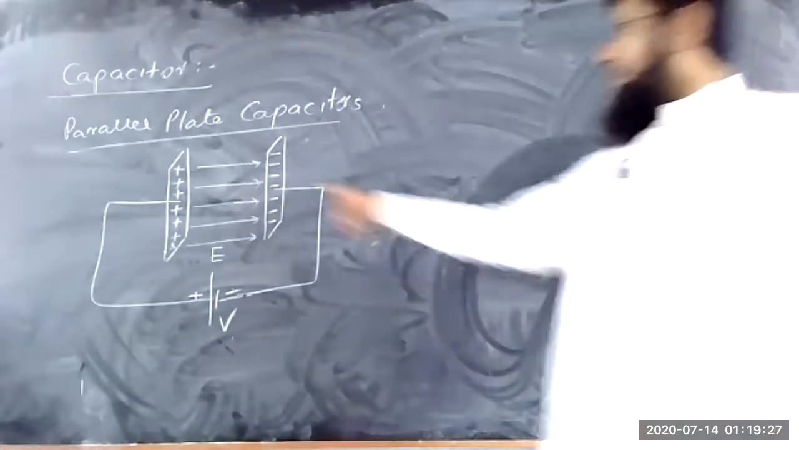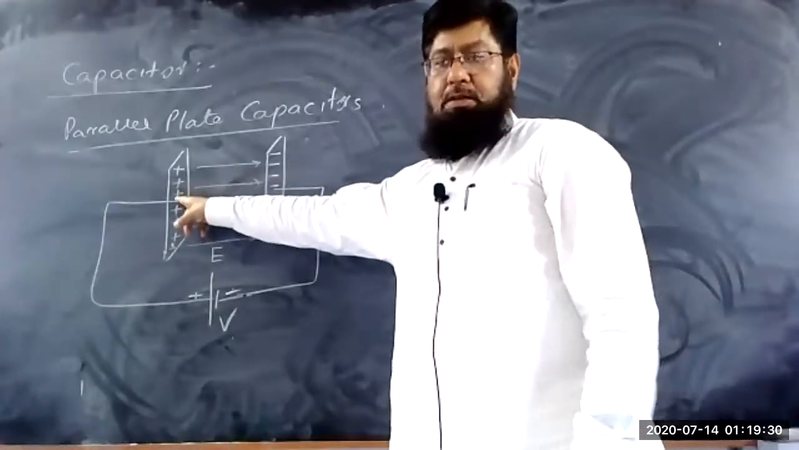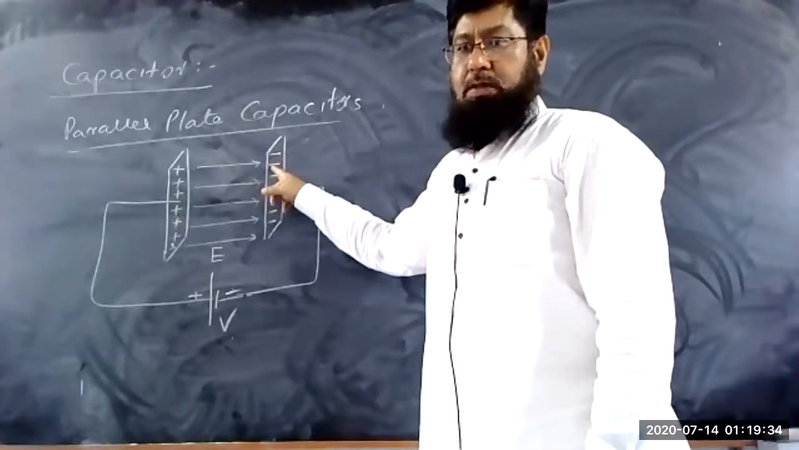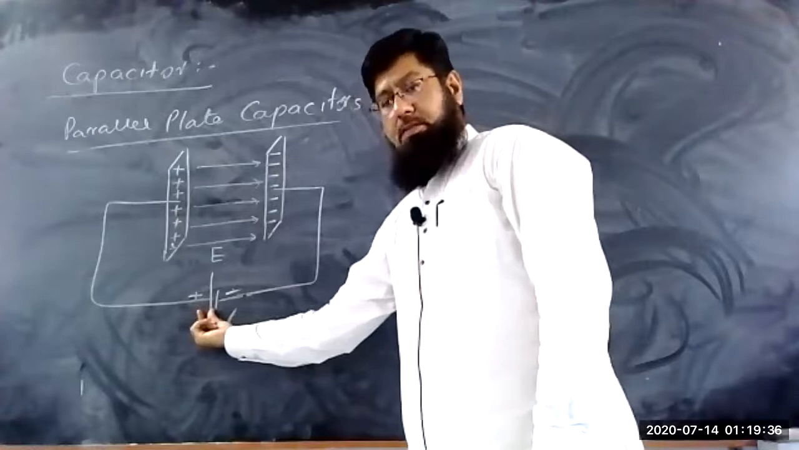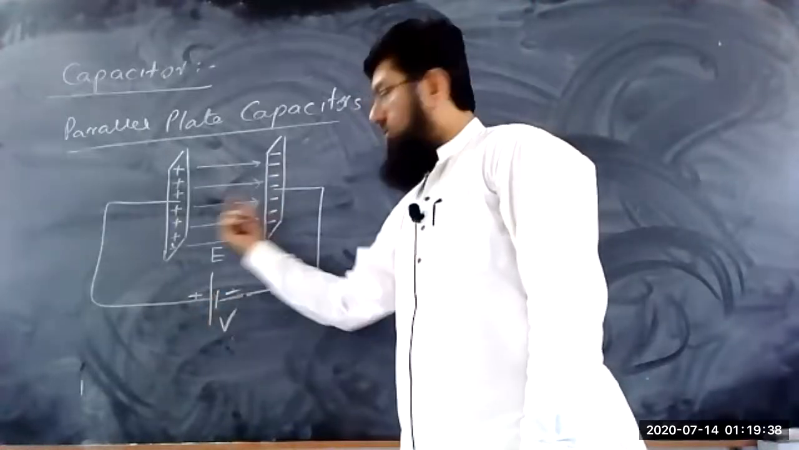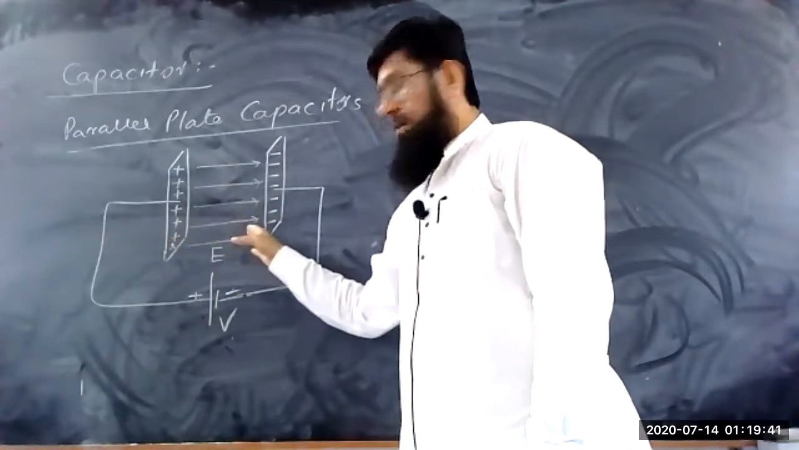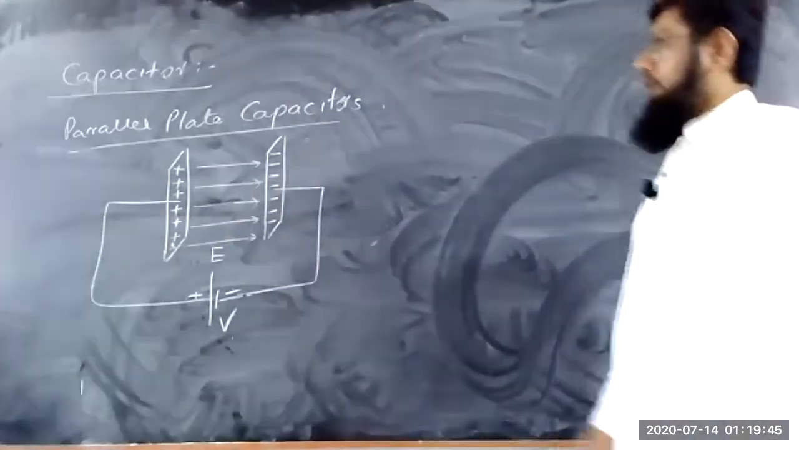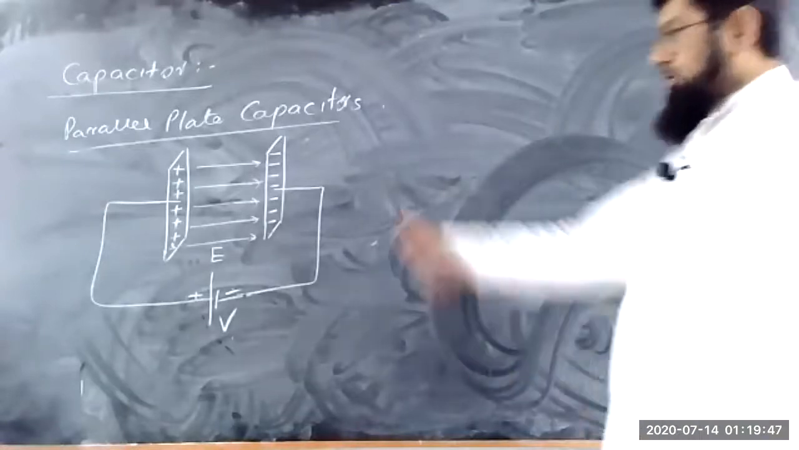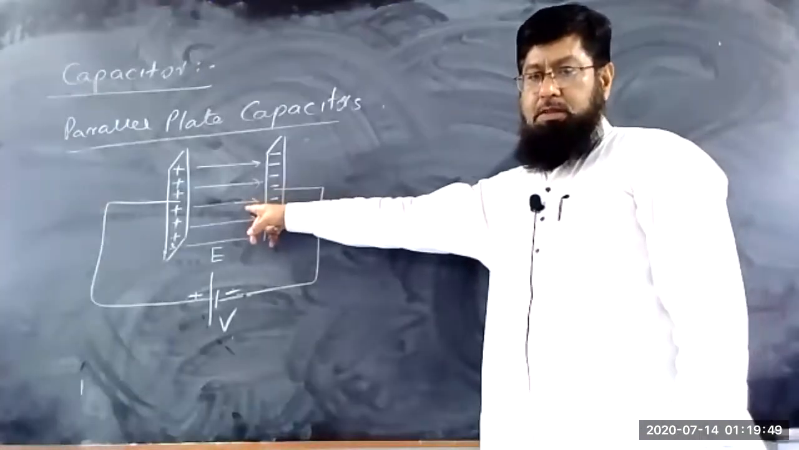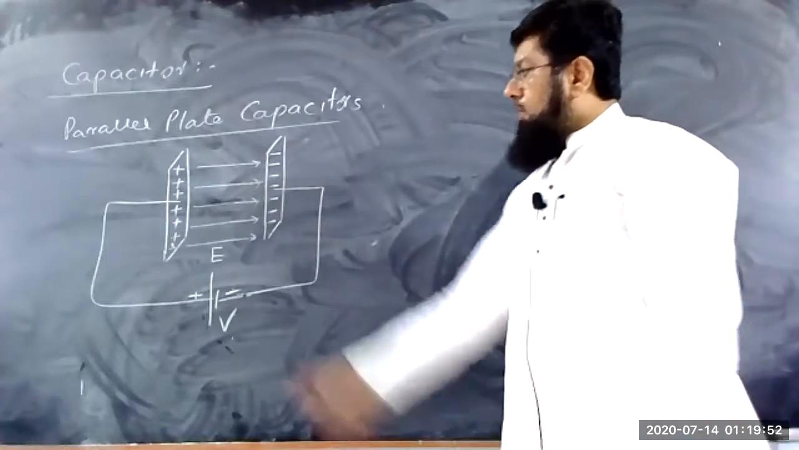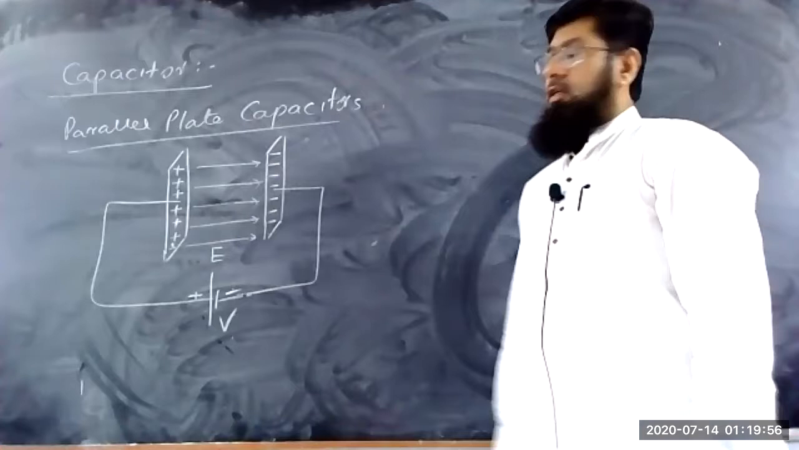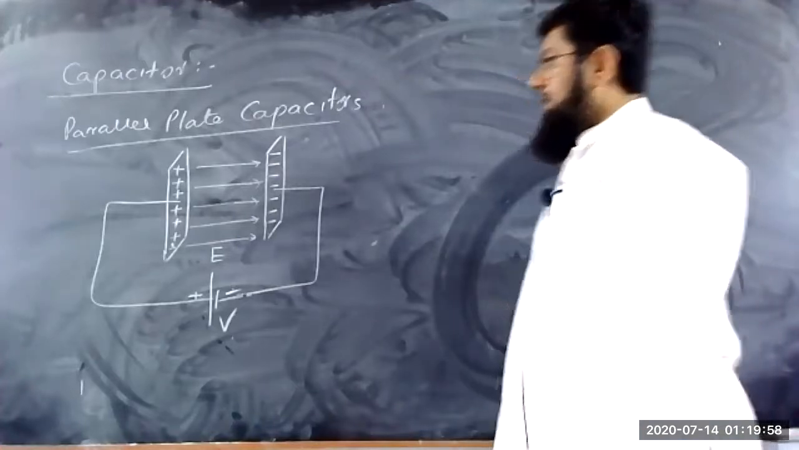So as a result, this plate becomes a positively charged plate. This plate becomes a negatively charged plate because this is connected with the positive and this is connected to the negative. So there is an electric field between the positive and negative plates. First, we have to look at what the electric field between the plates is. Second, how much charge is stored on the plates of the capacitor, which we also have to see.